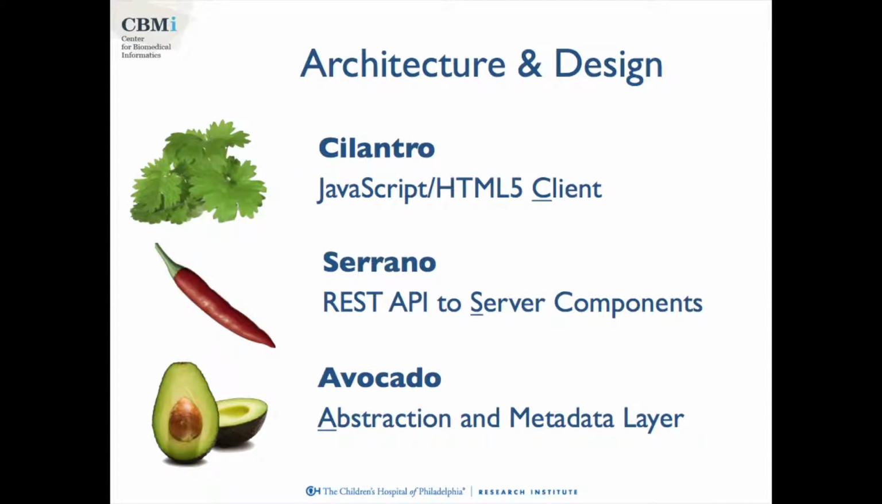So a bit about the architecture. We have a client-side part of the application that we call Cilantro. This is the HTML5 JavaScript client. We have Serrano, which is the REST API to all the server components, and then I'm going to spend quite a bit of time talking about Avocado in a few moments, which is really the heart of everything and is the abstraction and metadata layer. This is what allows us to present all the data, all the graphs, the search capabilities, and really produce the reports and queries. You'll notice a theme here, I think.